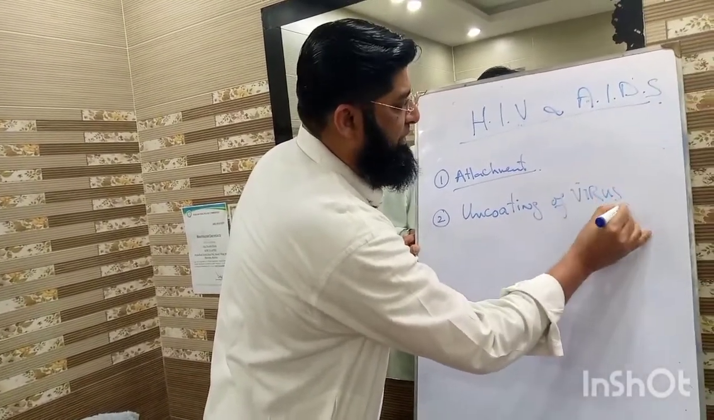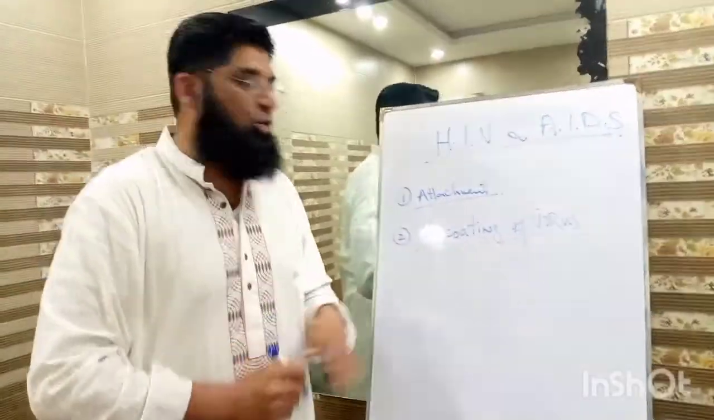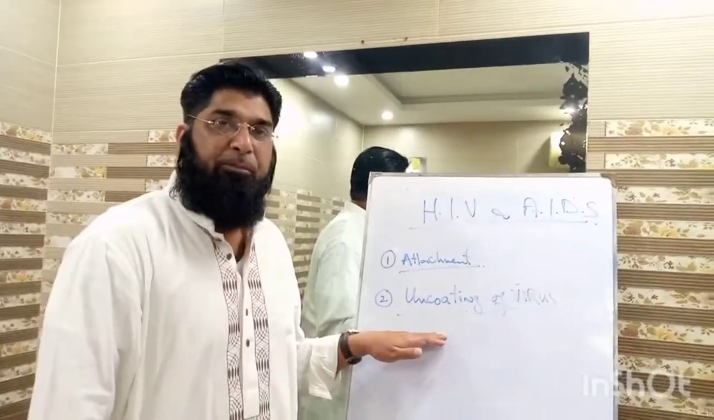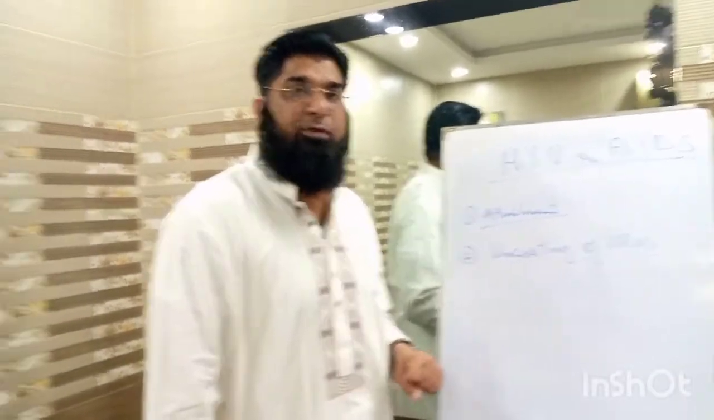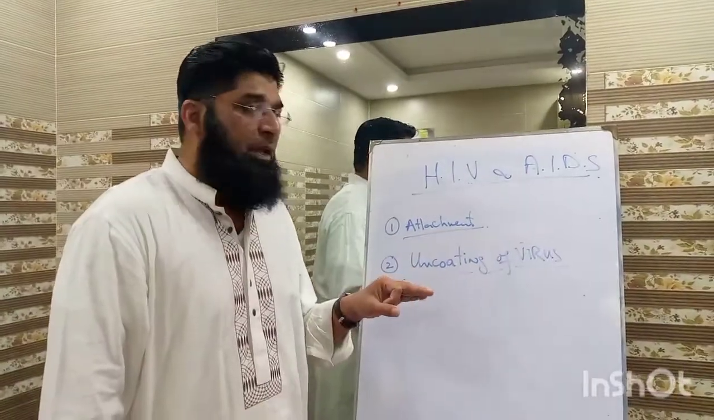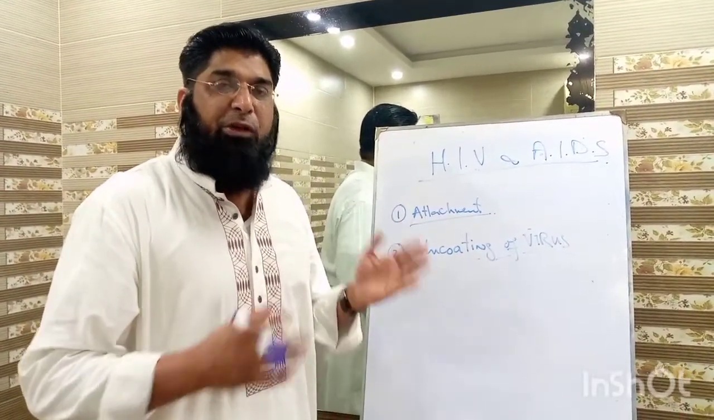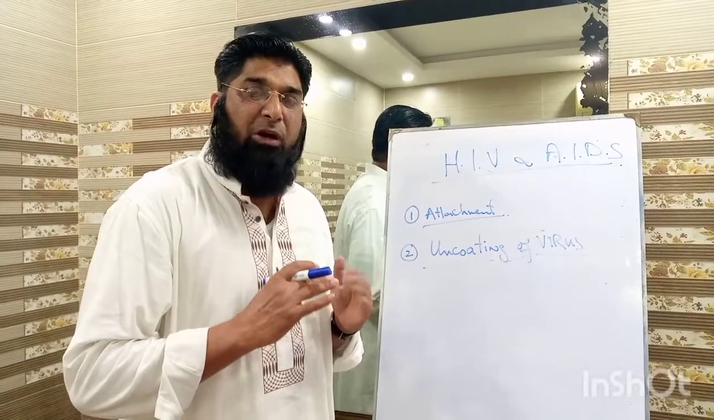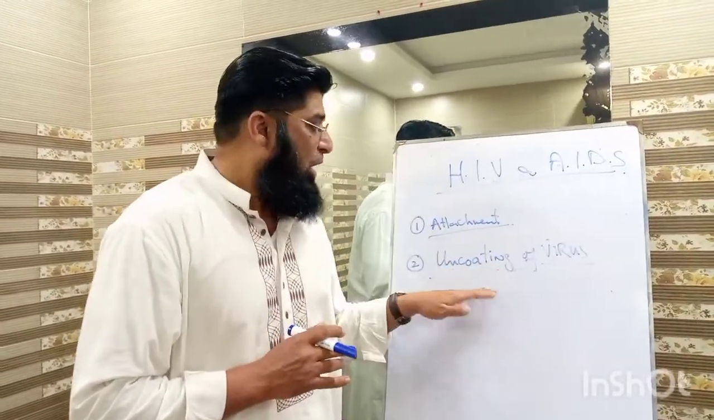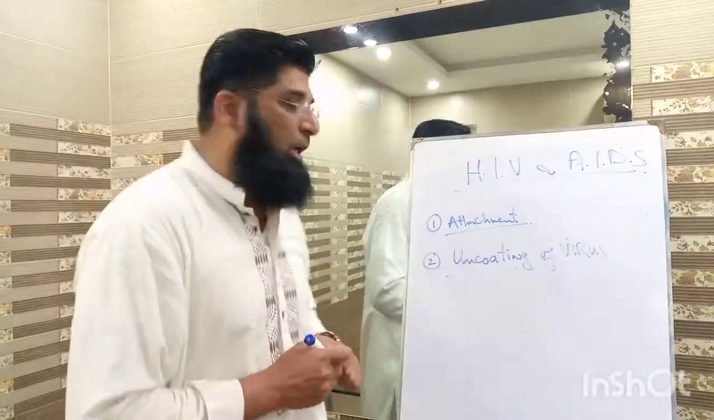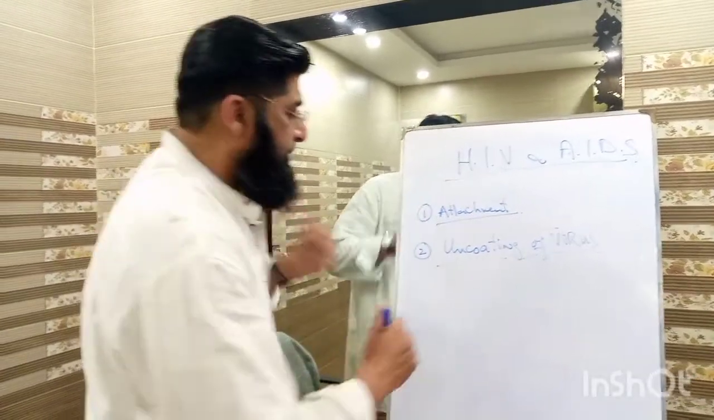Uncoating of virus. Students, in this phase, when the virus has become attached to the surface of the CD4 lymphocytes, it becomes uncoated. The virus enters its contents into the CD4 T lymphocytes. Now, what are those important contents of the virus which enter the CD4 T lymphocytes?